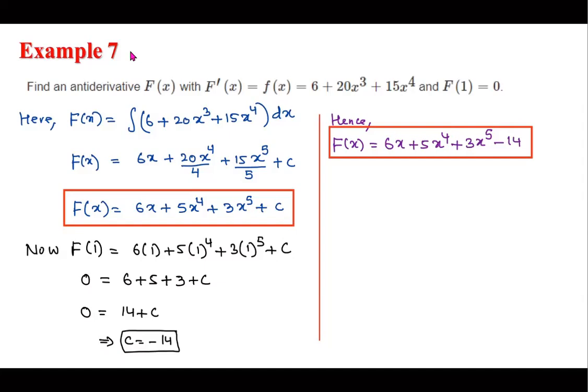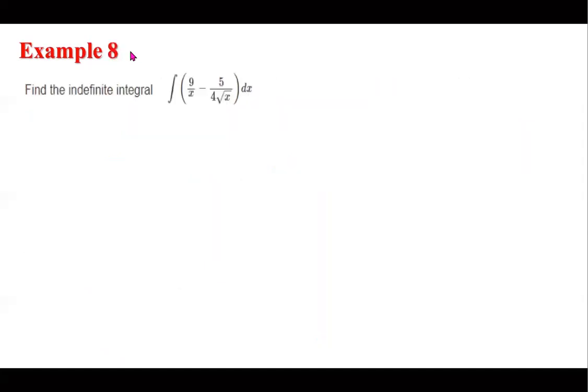Let's move on to the 8th example, example 8. Here also we need to find the antiderivative or the integral. So here, let's see what we have. I'm going to use the reverse technique of derivative to find the antiderivative. So here we have antiderivative of 9 over x minus 5 over 4 times the square root of x.